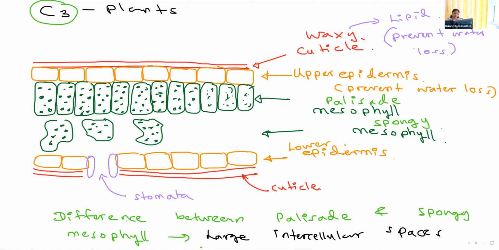So stomata can be opened and closed by the action of these two guard cells. Can you write down the name of the cell? Guard cells. So the guard cells are going to open and close the stomata.